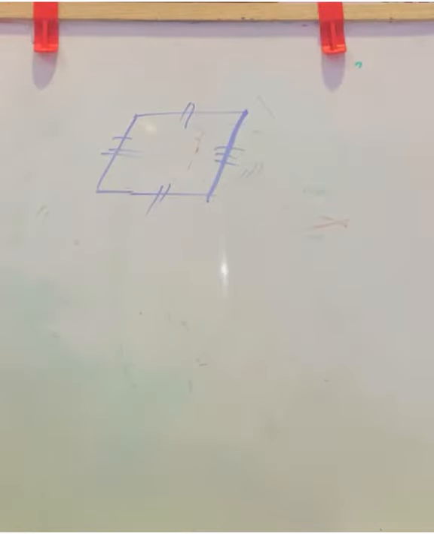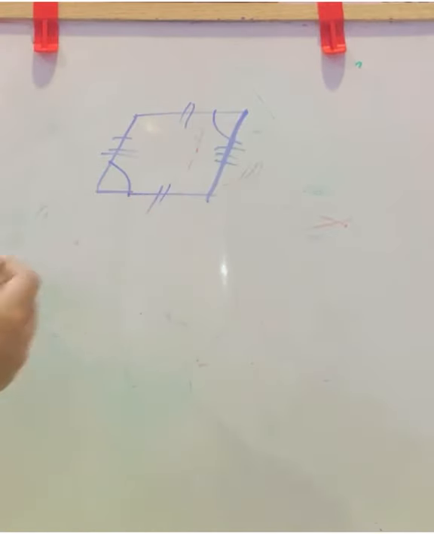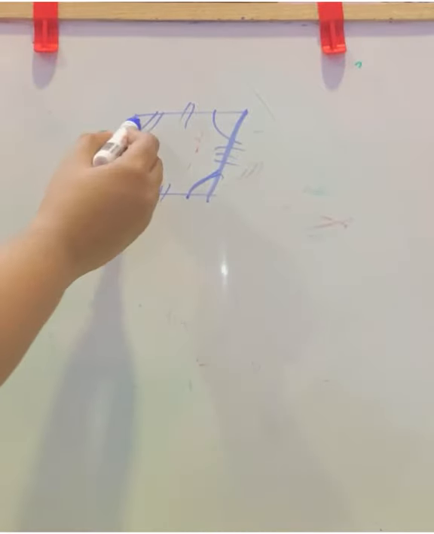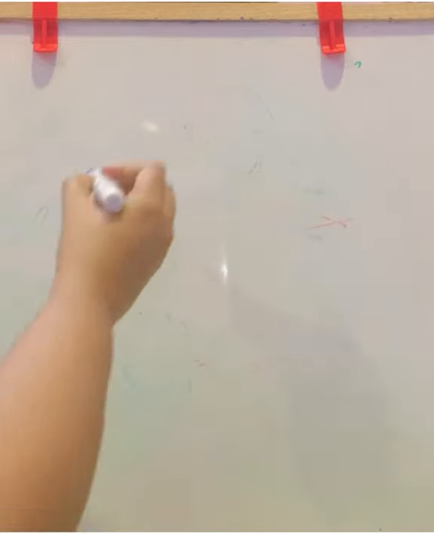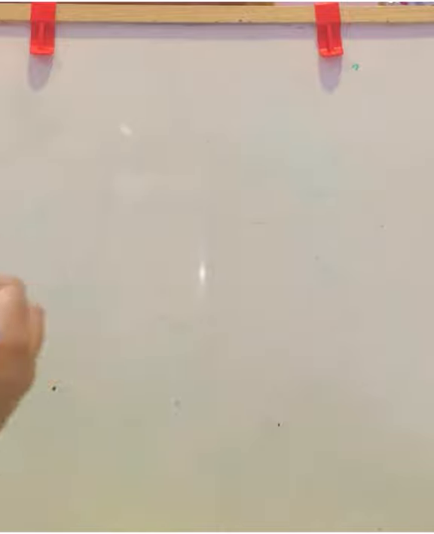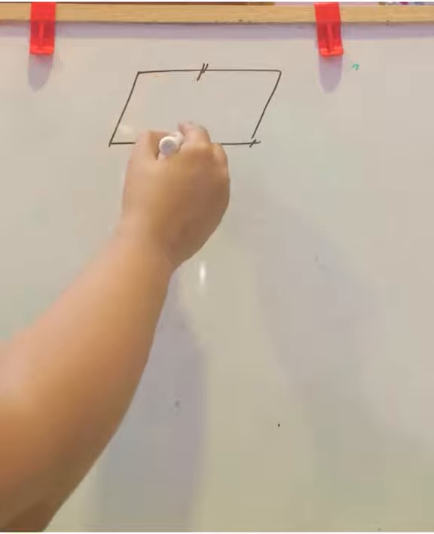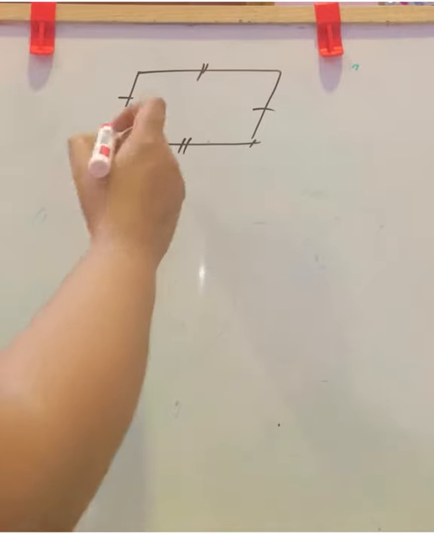Also, opposite angles of a parallelogram are of equal measure. That is, this angle and this angle, their measurement will be same. These angles measurement will be same. So, opposite angles measurement are same in a parallelogram. So, let us prove it. First, we will prove opposite sides of a parallelogram are of equal length. So, first we will draw a parallelogram. This is an example of parallelogram. Their opposite sides are parallel. Now we have to prove opposite sides are equal. For that we will draw a diagonal here.